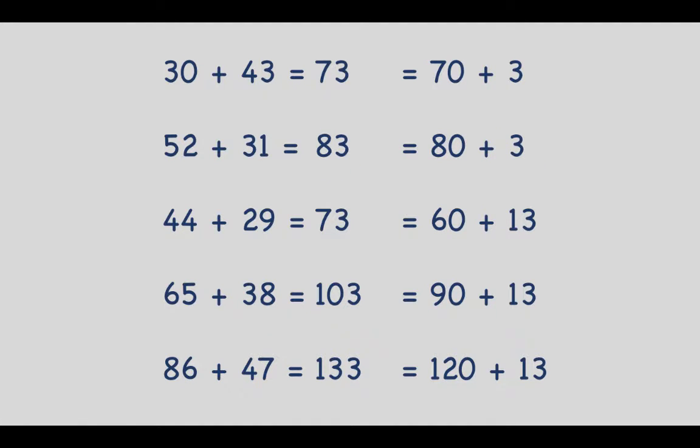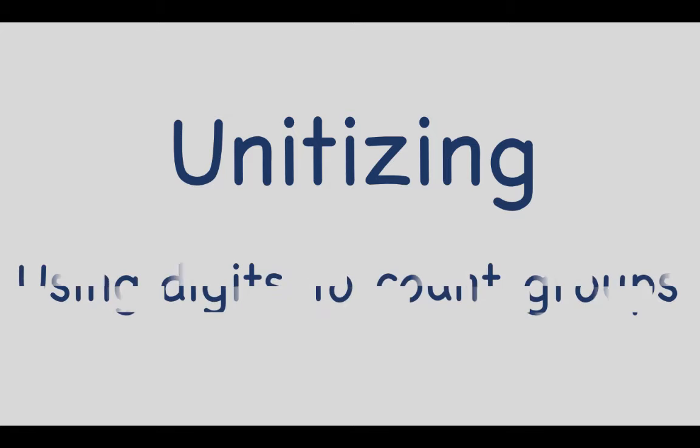Students may also make errors unitizing 100. For example, in 65 plus 38, 60 plus 30 equals 90. 5 plus 8 equals 13. When we unitize the 10, we now have 10 tens, and we must unitize them to make 100. As we know, unitizing is using digits to count groups of items as well as individual items, and we can help students develop their unitizing skills using the 10-frame place value mat.